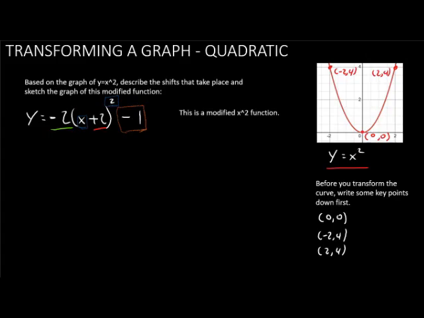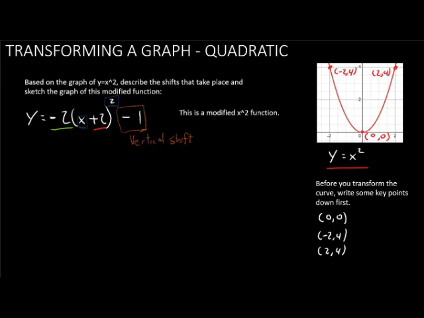With that in mind, let's have a look at our modifiers on the function. The x and the square, which I've boxed in blue, make up the base graph. Everything else will be a modifier. Notice the -1, which is after the function, will be a vertical shift.